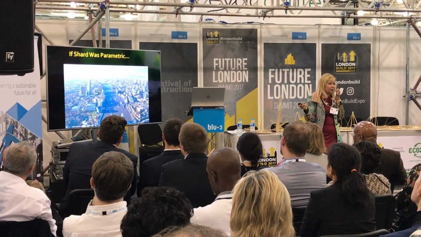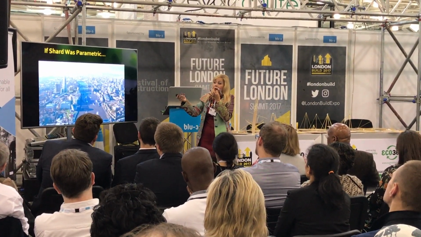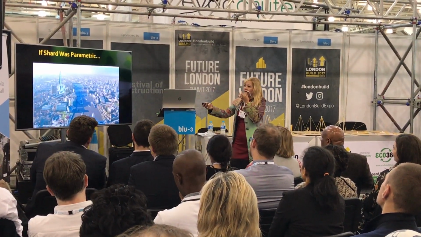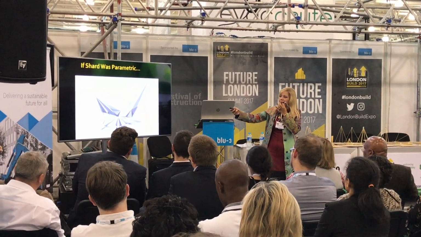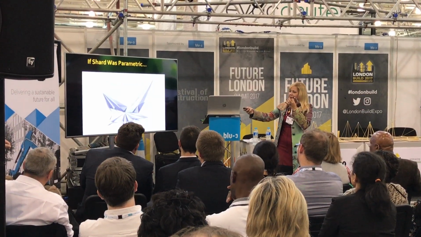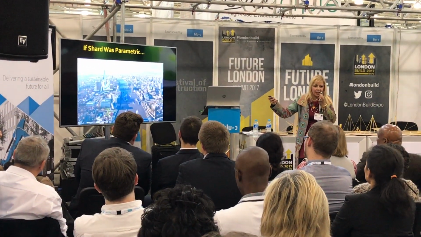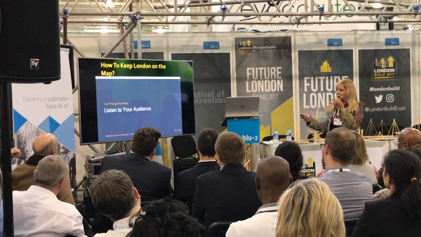So what if the Shard was parametric? I think that if we call it the Shard, then it has to look much more like a shard. If we go back, we can call it a pyramid, yes, but definitely for a Shard, it has to be much more adventurous, especially for the size of the building and for the amount of years that this building is going to stay in London.